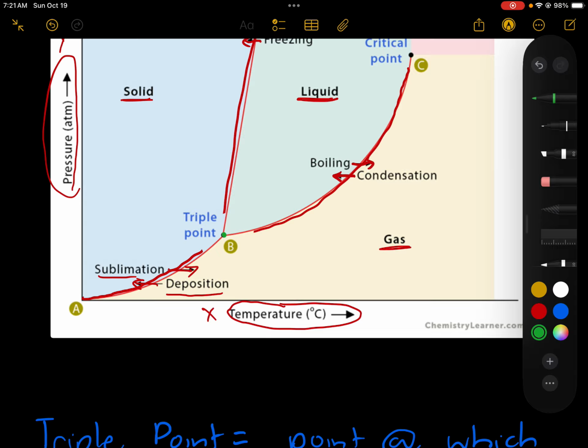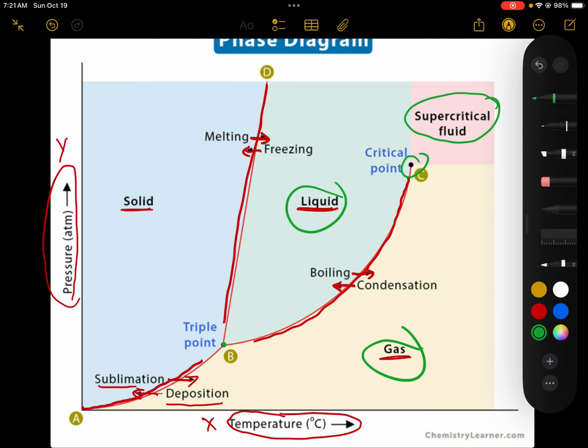The other point I would like to talk about up here is the critical point. Now, you can see on this graph how the line between liquid and gas stops. And then there's this red region up here called a supercritical fluid. The critical point represents the point at which you stop being able to tell the difference between the liquid and gas phases. They start looking really similar at really high temperature and really high pressure. And after that point, we get neither liquid nor gas, but supercritical fluid.